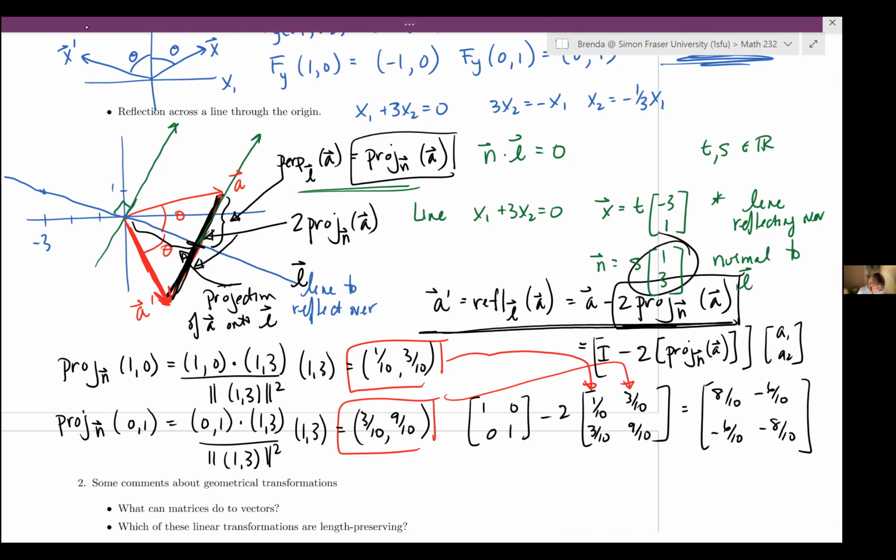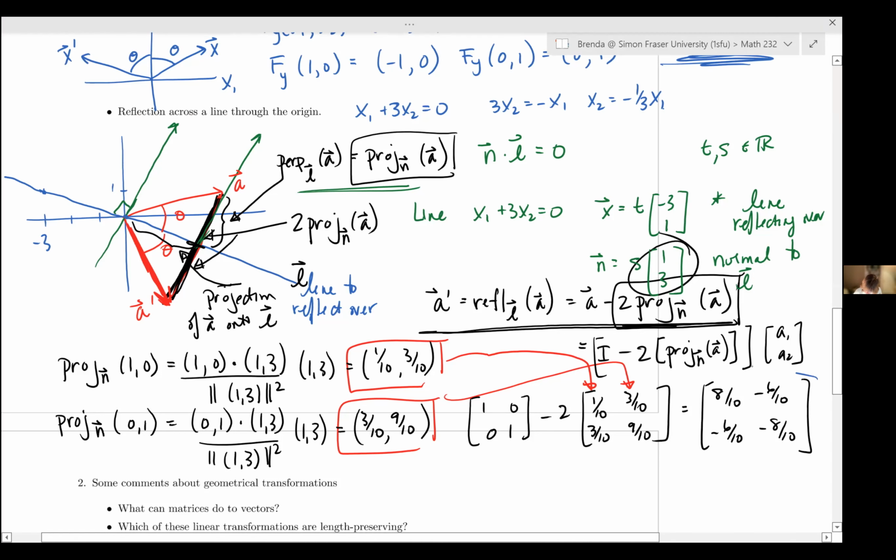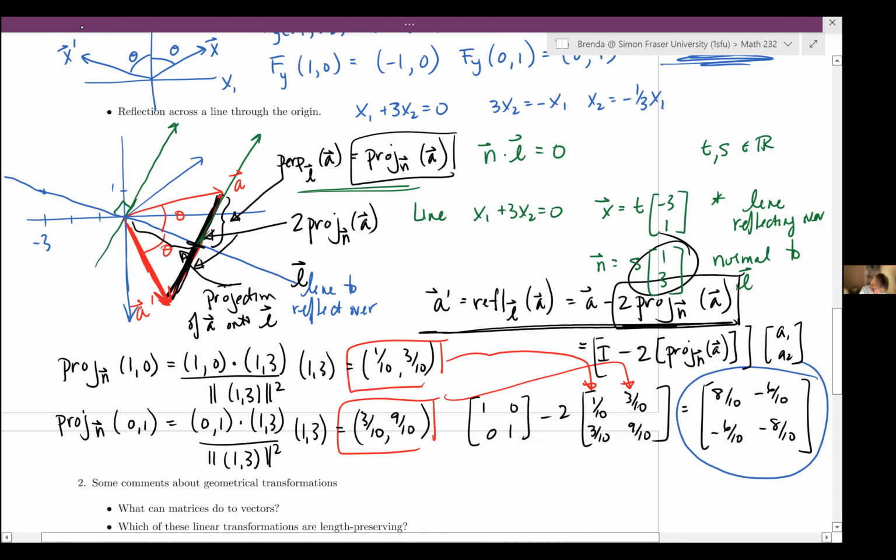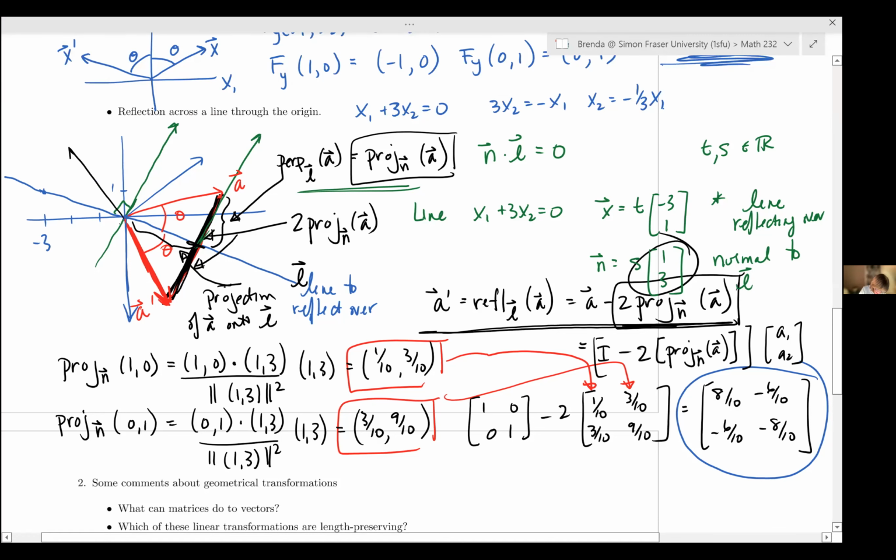Okay, what do I have? What I have right here is a matrix. And if I want to reflect any vector across the line x1 plus 3x2 equals 0, I simply take the vector and multiply it by this matrix. Okay, and then I can reflect as many times as I want once I've figured this guy out.